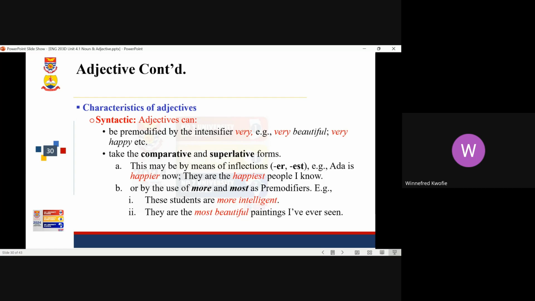But you know that there are some adjectives that will take more and most to indicate the comparative and superlative forms respectively. And so you can talk of more intelligent as a comparative form, whilst we have most intelligent as the superlative form, more beautiful as comparative, most beautiful as the superlative form. So in taking the comparative and superlative forms, adjectives can either take the ER, EST, or more and then most.